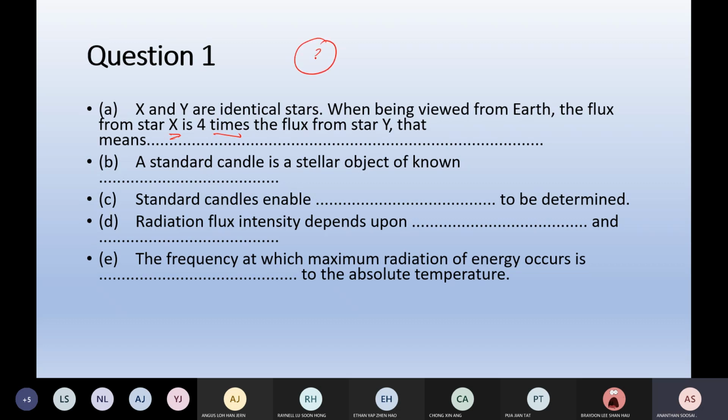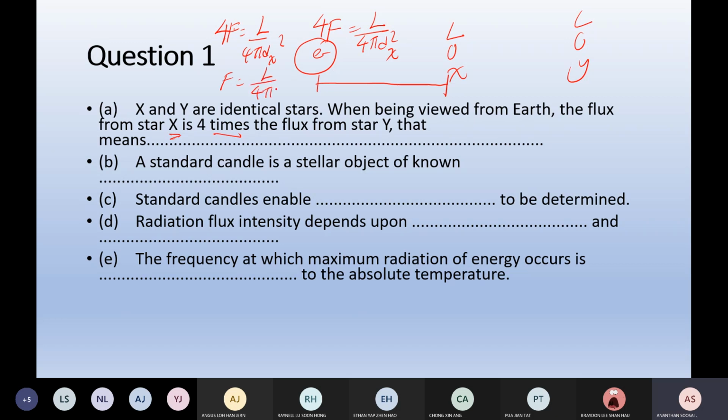Okay, so this is the Earth. X has to be nearer because X and Y give out the same luminosity, and the flux is, of course, luminosity over 4 pi d squared, so it depends on the distance squared. For X, with distance dx, it gives 4F, which is L over 4 pi dx squared. F is L over 4 pi dy squared, with dy the distance of Y. You rearrange this, you will find that dy is 2 times greater than dx.